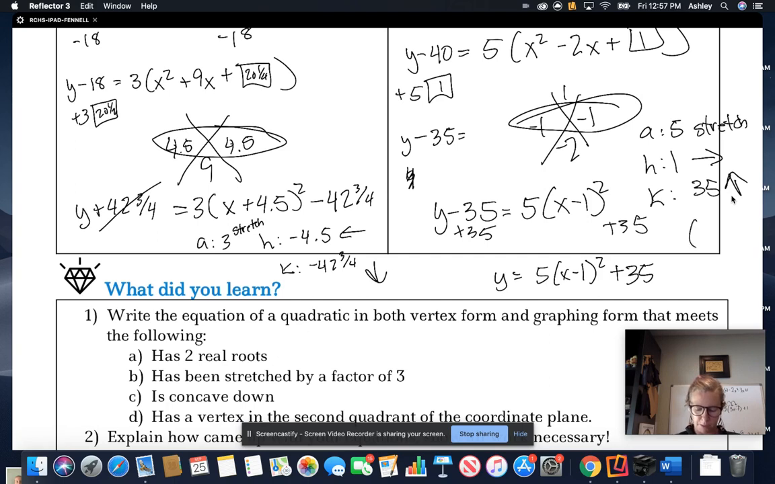The vertex here would be positive 1, 35. The vertex over here would be negative 4.5, negative 42.75, if you wanted to keep it decimal consistent. All right, hopefully that was mostly review and you know what's going on. If not, make sure you're asking questions and I will see you soon.